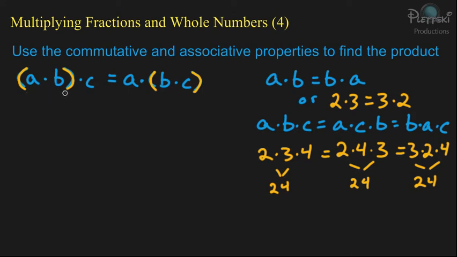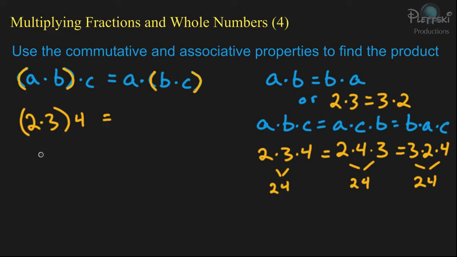So in this first one, if you have three numbers, a times b, which are in parentheses, times c, you should get the same answer as a times b times c, where the b and the c are in parentheses. So you'll get the same answer, and we can use the same numbers or different numbers. Let's say a is 2, b is 3, and c is 4.